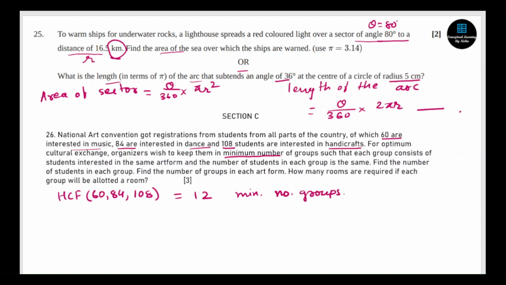And now you have to write for each of them. So the group of music, number of music groups equals 60 upon 12, which is 5. Same way you have to do for dance. I am not writing the whole statement, but you have to write this. Okay, dance is 84 over 12. And then for handicraft.